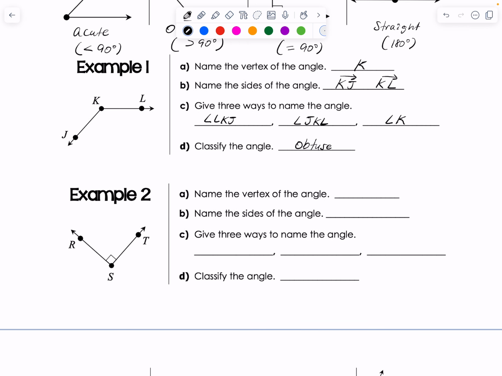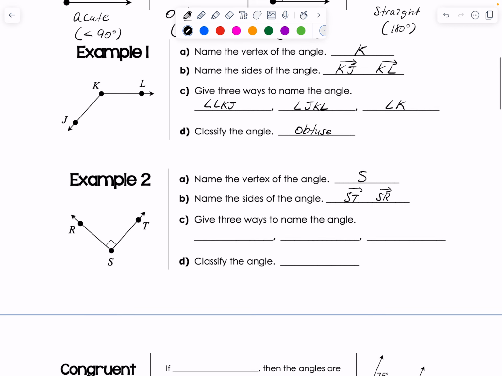Okay, let's do another example. This one, the vertex is point S. The two sides are rays ST and ray SR. And three ways to name the angle would be angle RST, angle TSR, or just angle S. And because of that symbol right there, this is a right angle.